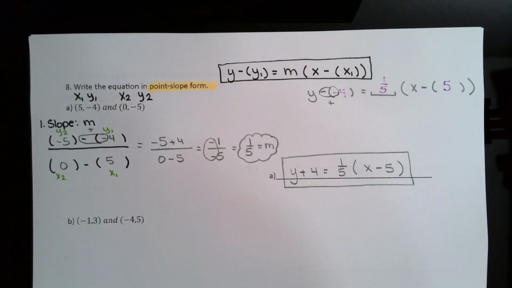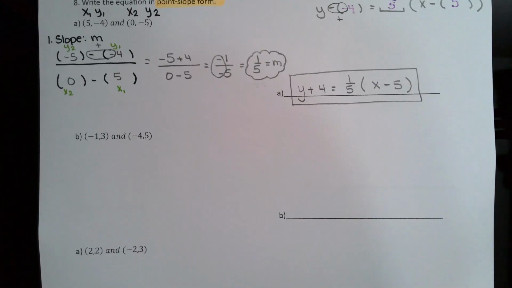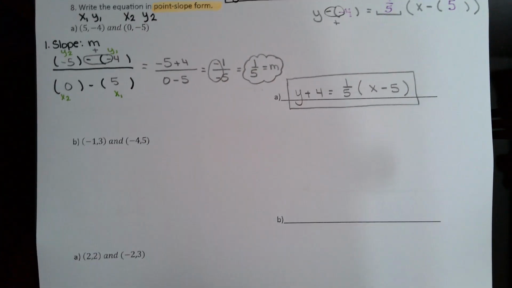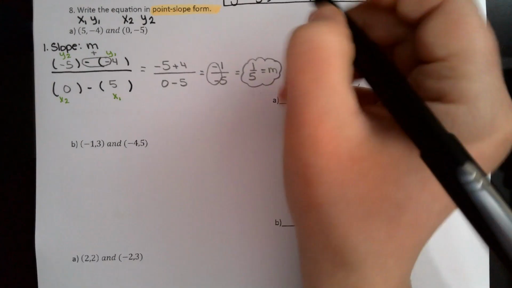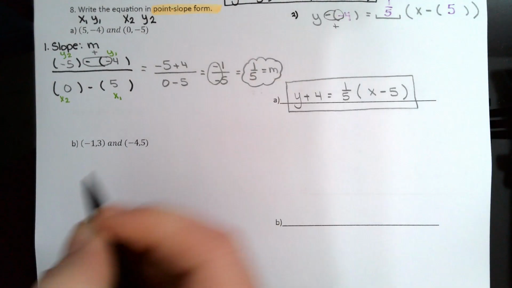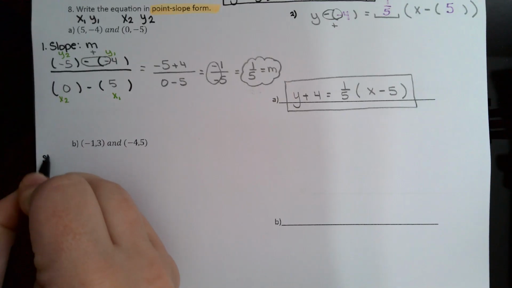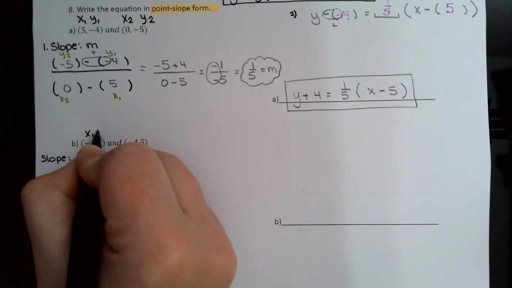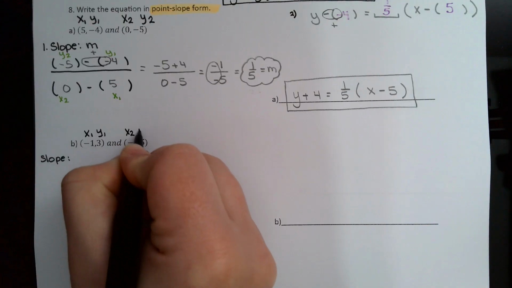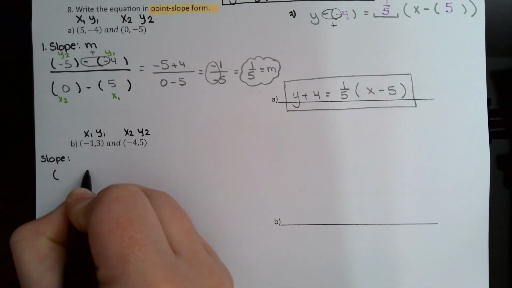For B, C, and D, it's going to be the same. Looks like I did make a typo. This should be C. Let's go and do it again. So step number one is slope. Step number two is the formula. So let's do slope. Again, let's label our points x1, y1, x2, y2. Writing out our slope formula.